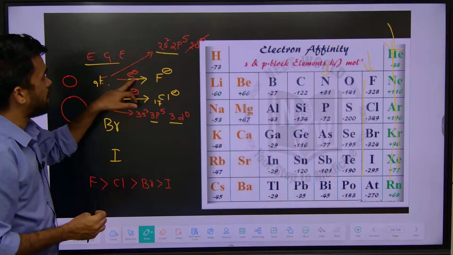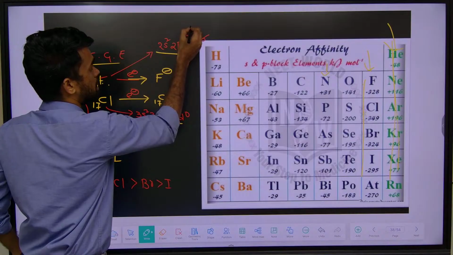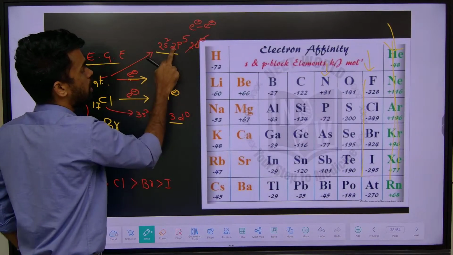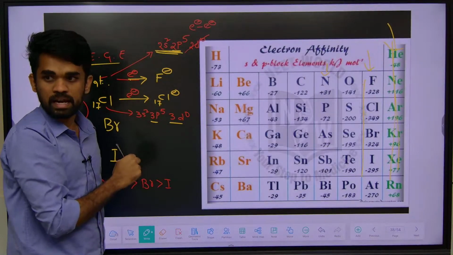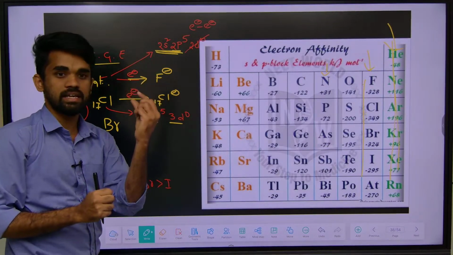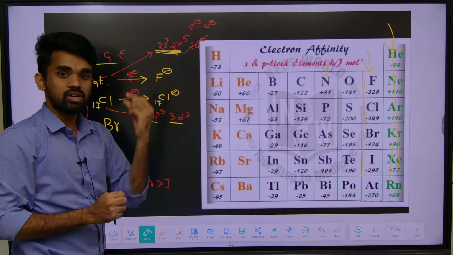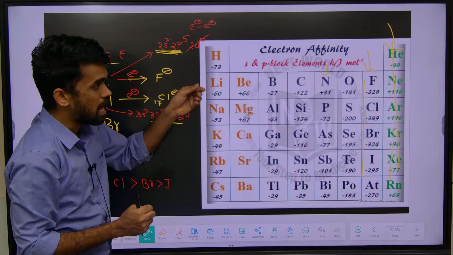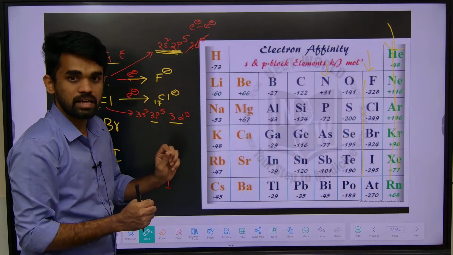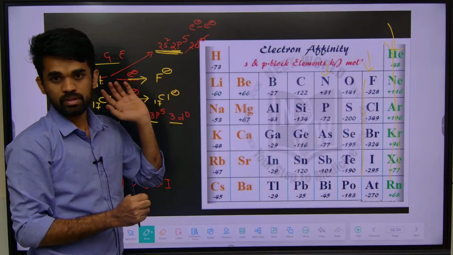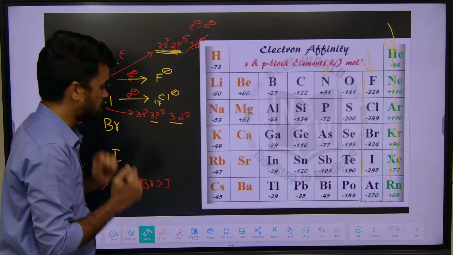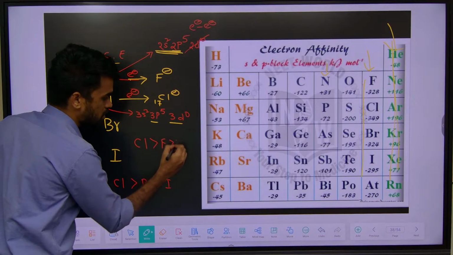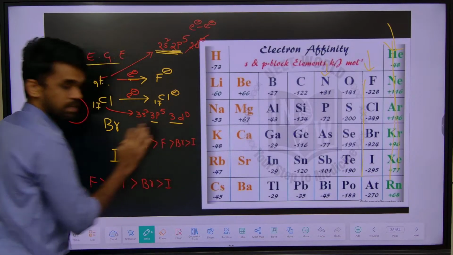So when the electron is gained, there result electron-electron repulsions between this incoming electron and the 2p5 electrons. Due to the small size of fluorine, electron-electron repulsions are observed after gaining the electron. Due to that reason, fluorine has a little less electron gain enthalpy compared to chlorine. Therefore, considering all these factors, first chlorine, then fluorine, next bromine, and least is iodine. Is this clear or not?